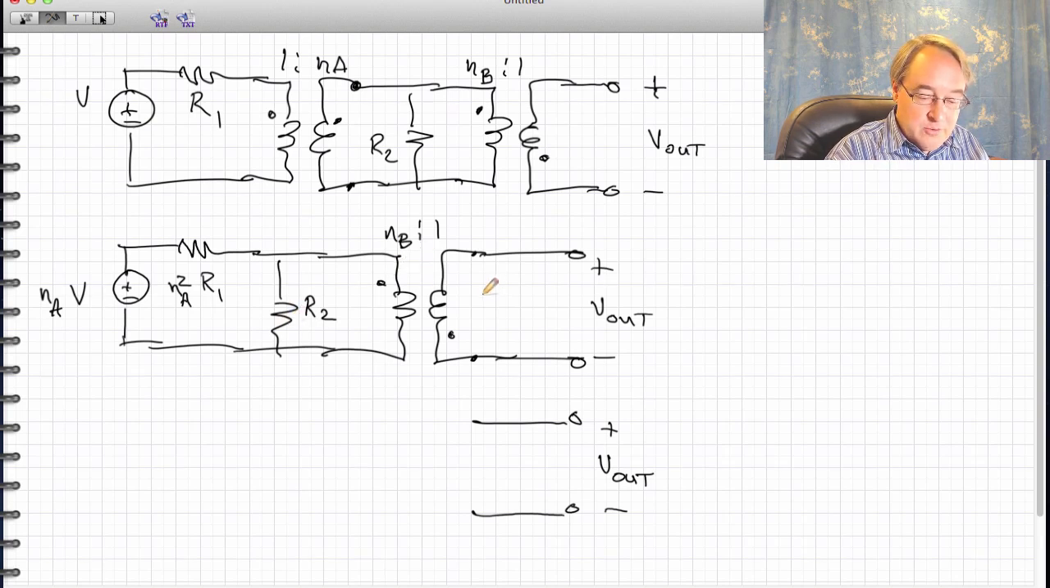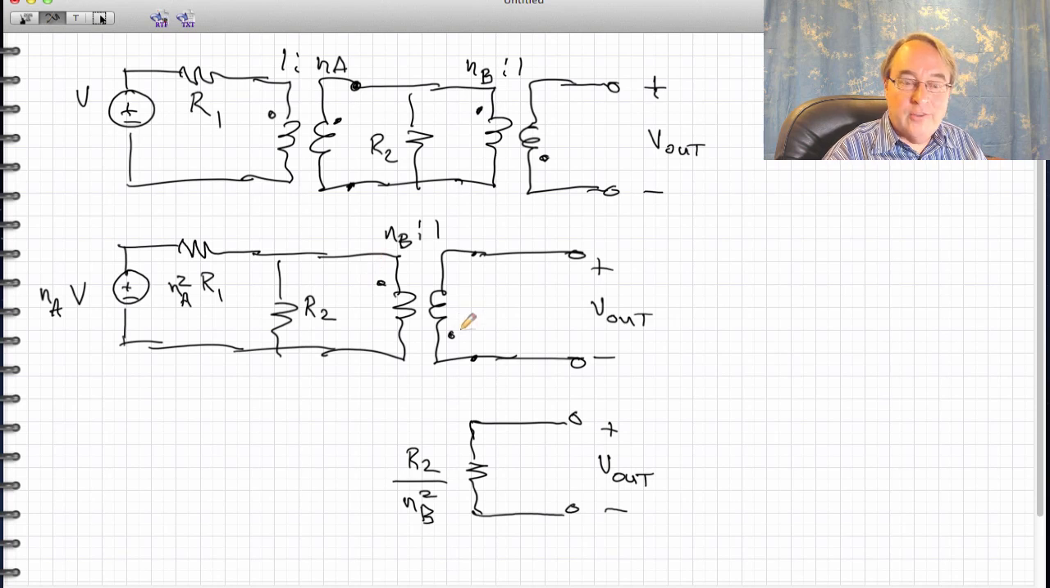So when we push R2 through the transformer, we'll get a resistor on the secondary side, and it gets multiplied by the turns ratio squared, but here the turns ratio is 1 over NB. So effectively we would get R2 over NB squared as the effective resistance. The fact that the dots are reversed doesn't affect impedances, because the dot is like having a minus sign on the turns ratio, but the impedance changes by the turns ratio squared and the minus sign cancels out.